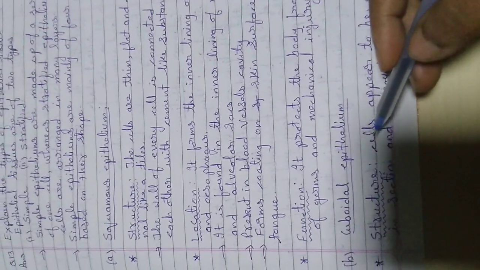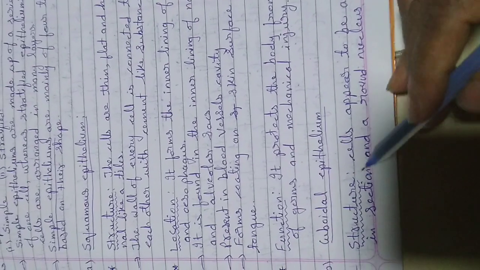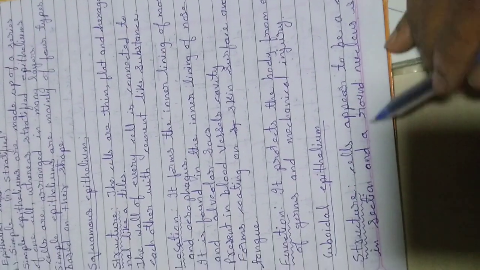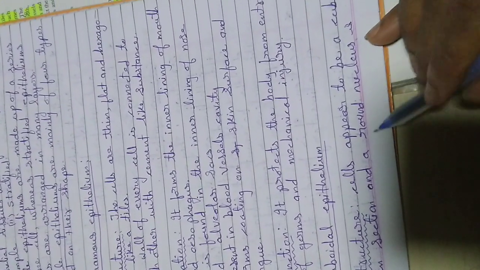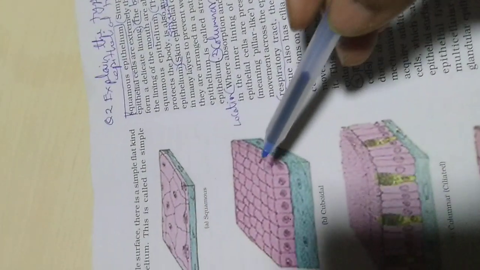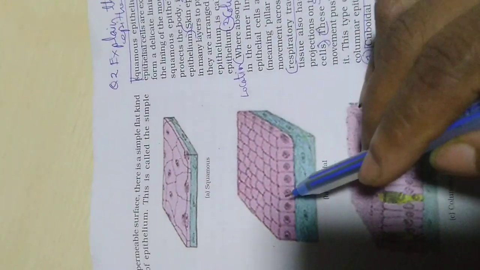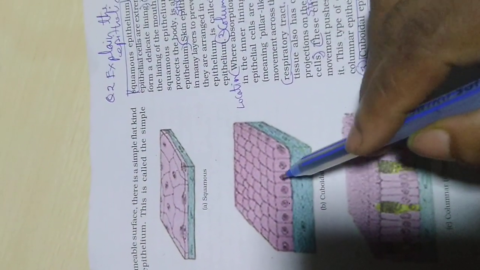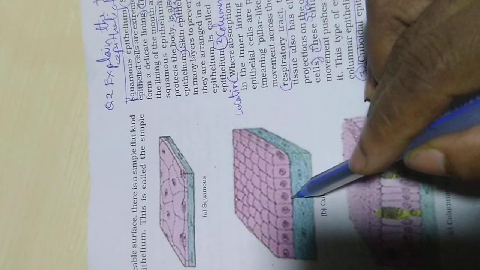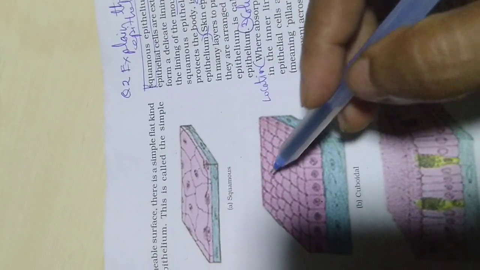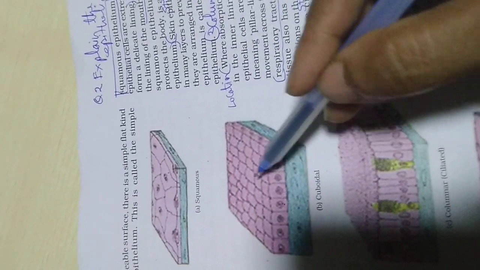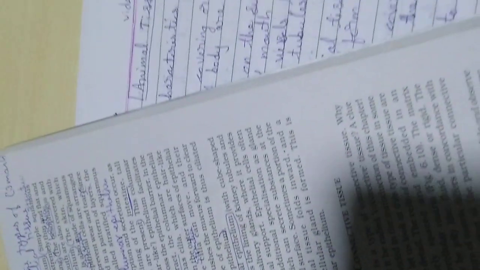The next type of simple epithelium is cuboidal epithelium. As the name suggests, the shape is cube-like. The cells appear cube-shaped in a section, and it has a round nucleus. Now see the picture. This is cuboidal epithelium, and from the side it is a section. It appears like a cube, like the dice of Ludo. On the surface it appears pentagonal. In a section it appears cube-shaped, and on the surface it appears pentagonal.